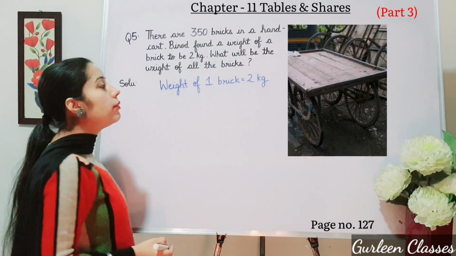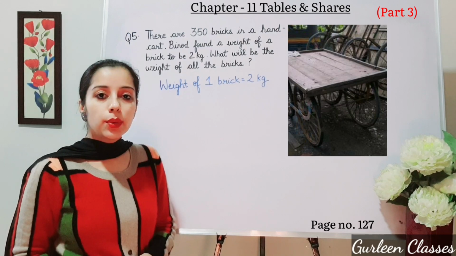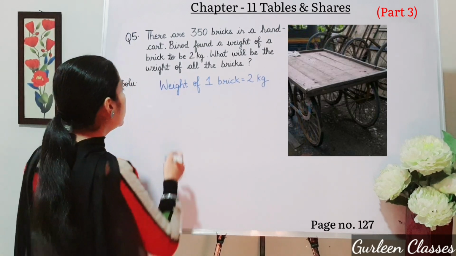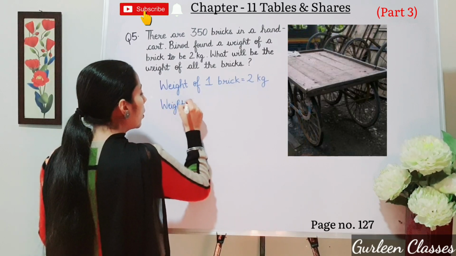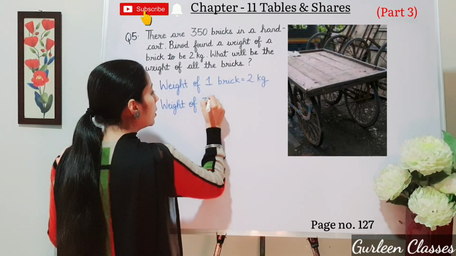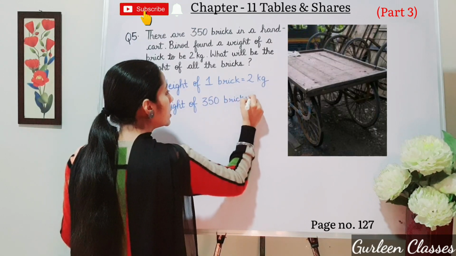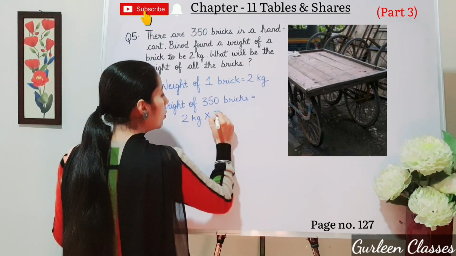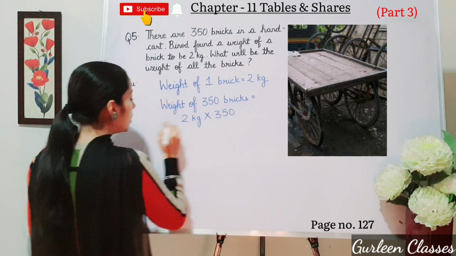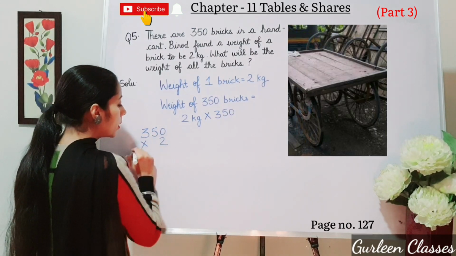So what will be the weight of all the bricks? So weight of 350 bricks is equal to, we will multiply. So write here, weight of 350 bricks is equal to 2 kg into 350. So let us multiply 350 into 2.